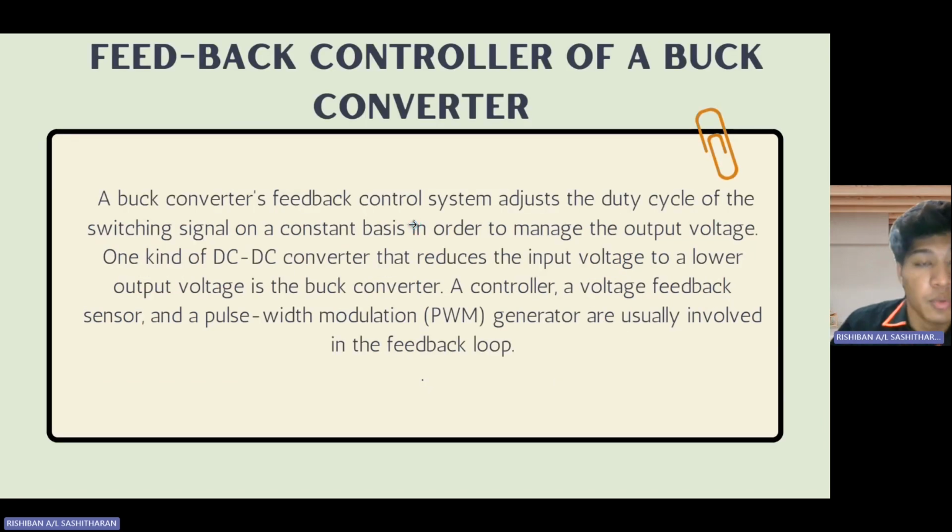Okay, now for content 1, feedback controller of a buck converter. A buck converter feedback control system adjusts the duty cycle of the switching signal on a consistent basis in order to manage the output voltage. One kind of this DC to DC converter that reduces the input voltage to a lower output voltage is the buck converter. A controller, a voltage feedback sensor, and a pulse width modulation PWM generator are usually involved in the feedback loop.